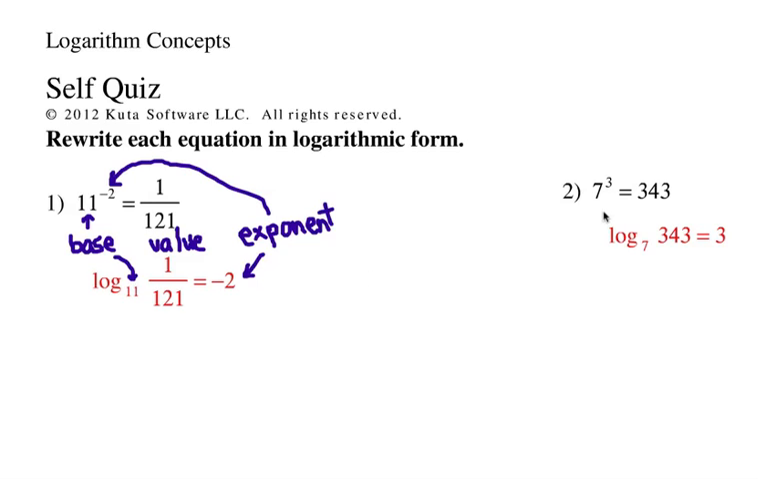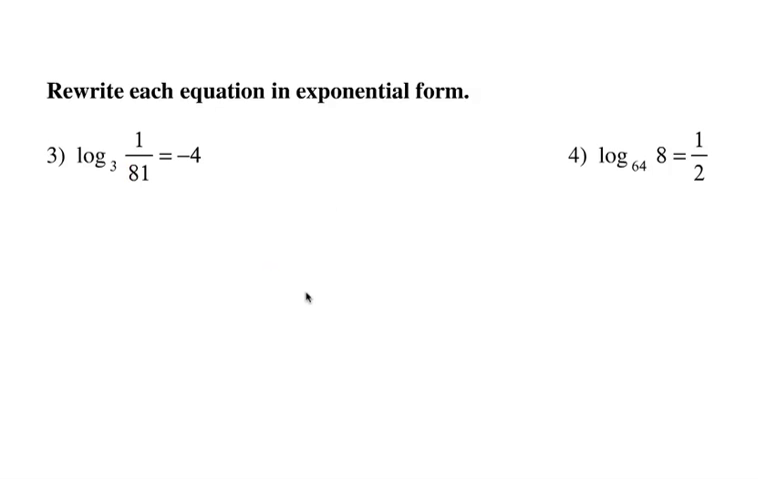All right, number 2. Again, look for the base. It's 7, so it goes there. The answer, or the value there, is 343, so we're taking log base 7 of 343, and the answer here is the exponent. All right, let's keep going.